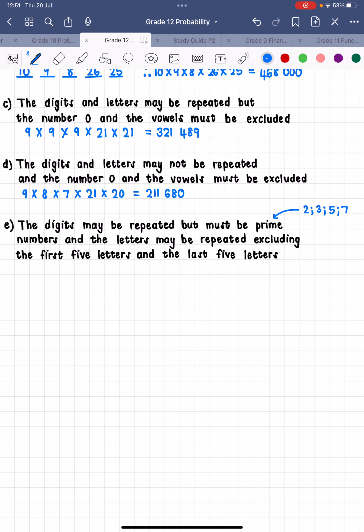Okay, so for E, let's think. We have 5 slots. The first 3 are numbers. How many numbers do we have to choose from for the first one? 4. So 4 times, can I repeat them? Yes. So again 4 times again 4 times. Now the next 2 digits must be letters, and they've told us we must exclude the first 5 and the last 5. So 10. So we have 16 options for the first one and 16 for the next one. Or if you want to, you can write 4 cubed times 16 squared.